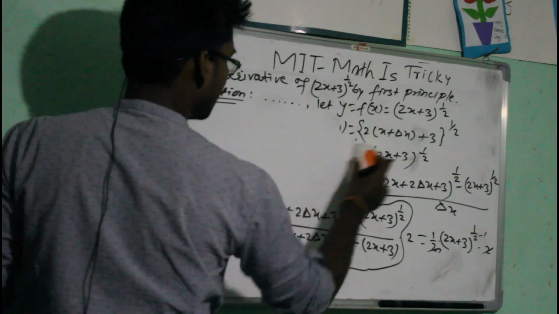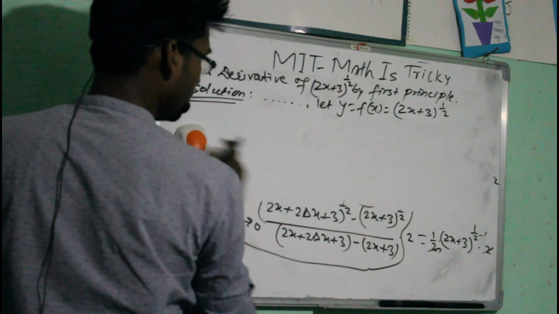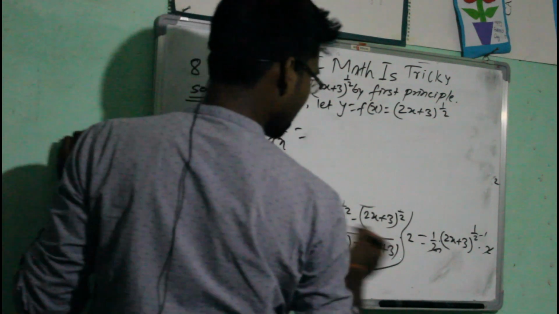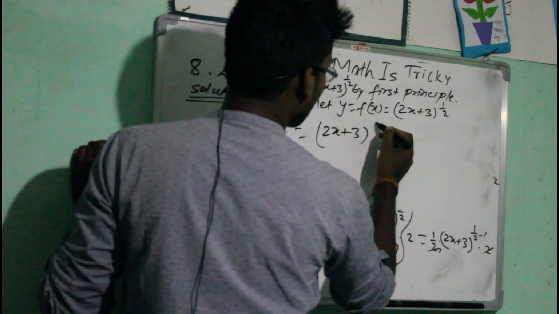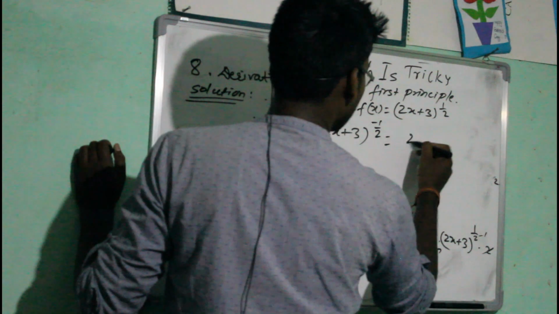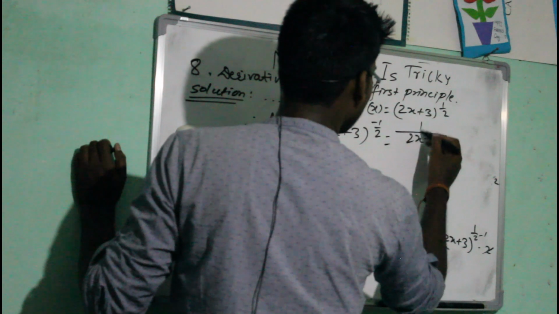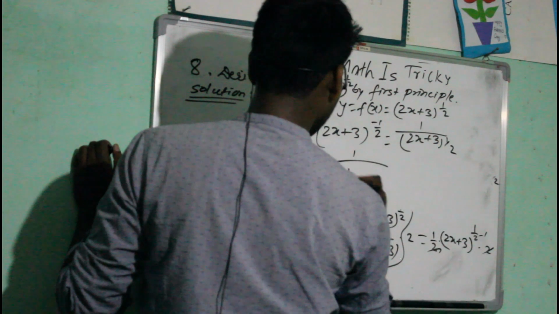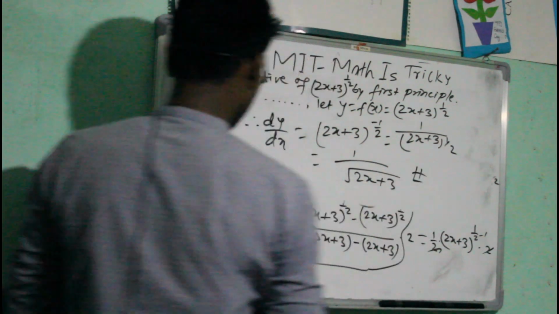Let me write it up. So now we have the answer. Therefore dy by dx equals, simply, (2x plus 3) power minus 1 by 2, that is simply (2x plus 3) whole power minus 1 by 2, that is 1 by square root of 2x plus 3. That's our answer. We understood this?